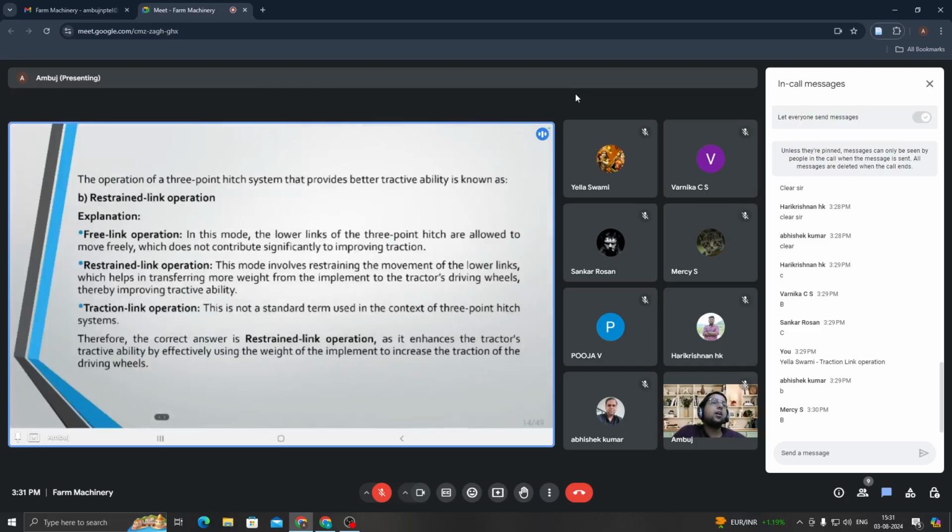Two particular operations are possible from the 3-point hitch system. First one is free link operation, another one is restrained link operation. In free link operation, the movement of the lower links is allowed, so the weight transfer from the implement side to the tractor side would be somewhat less. But in restrained link operation, the movement of the lower links is restricted, so the weight transfer would be somewhat more. Okay, understood?